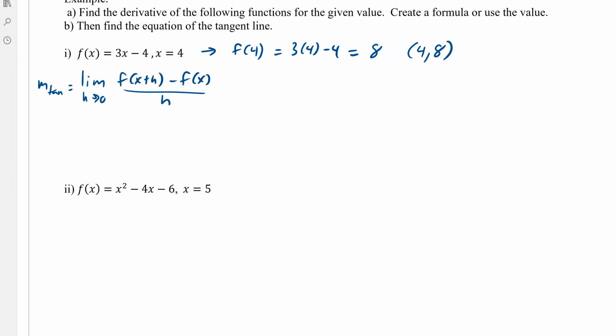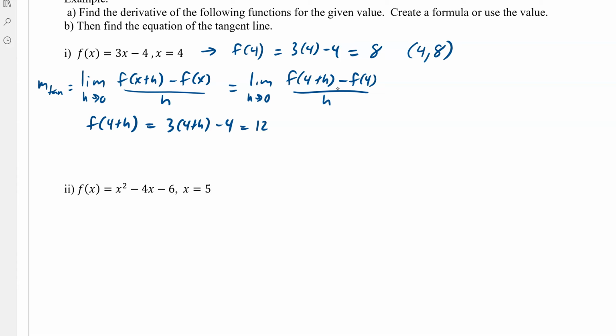Okay, so first thing we need to do is find our f of x plus h, and you notice our x here is already 4. So this becomes the limit as h approaches 0 of f of 4 plus h minus f of 4 all over h. So the first thing we need to now do is find f of 4 plus h. So that would be 3 times 4 plus h minus 4, which gives us 8 plus 3h.